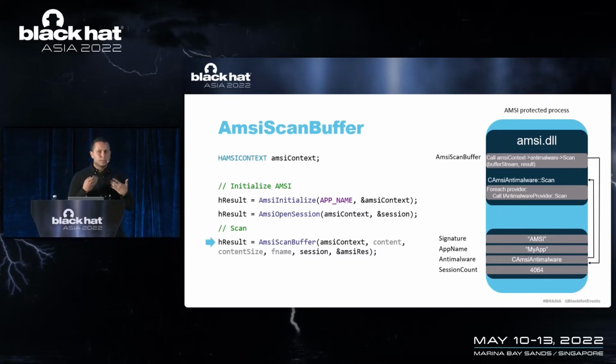Each time we want to make a scan request, the developer needs to call a function named AmsiScanBuffer. It receives the AMSI context, the content that we want to scan, and the reference to an AMSI result, as we already saw. Each time we make a scan request, AmsiScanBuffer is going to call a function named Scan that is declared by the CAmsiAntimalware class. This function is going to loop through all the providers that are installed on the machine and call another function they export, which is also named Scan. Again, we're going to see how this process works much deeper later in the presentation.